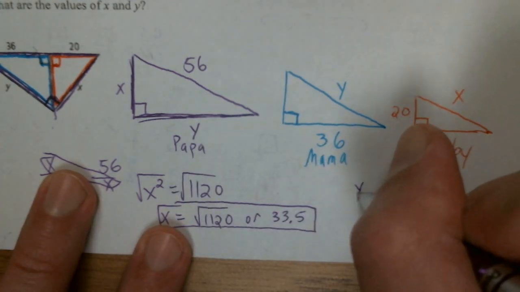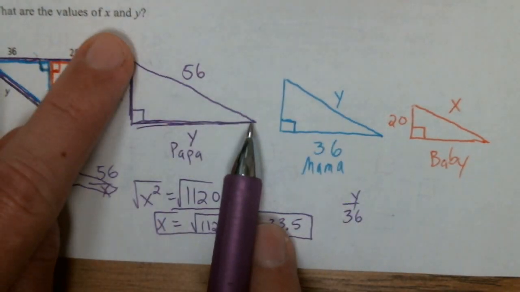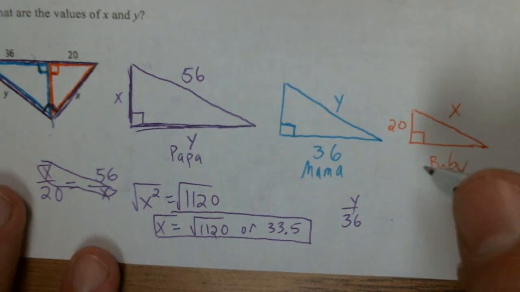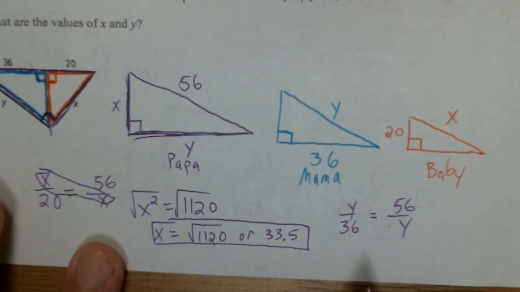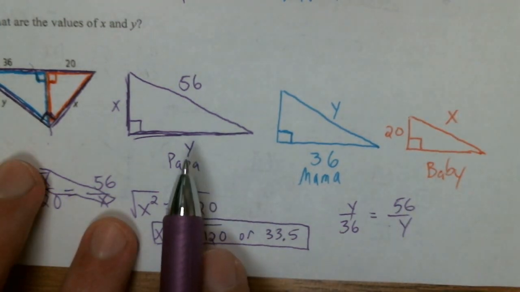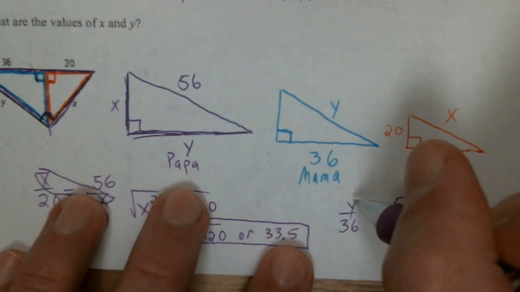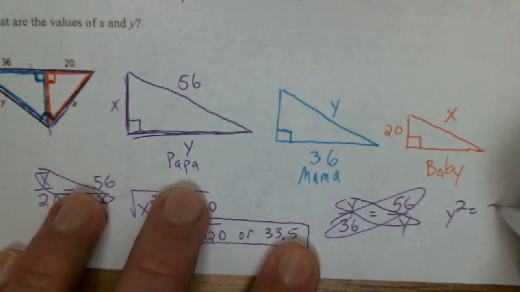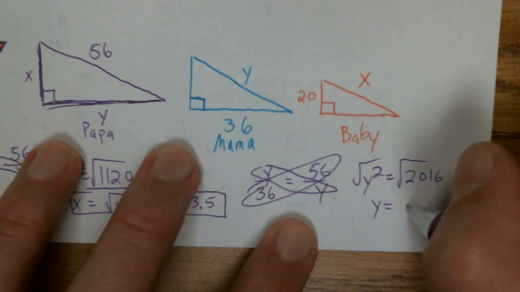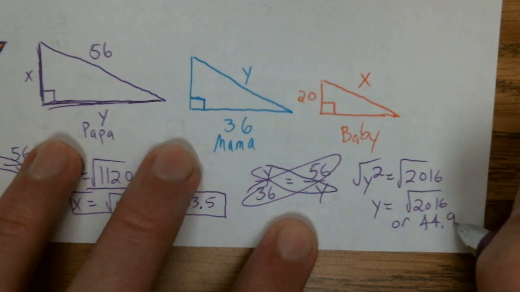Y over 36. The long side of the Papa over the long side of the Mama has to be the same as the hypotenuse of the Papa over the hypotenuse of the Mama triangle. Y over 36 equals 56 over y. I can't reiterate this enough, guys. You're the boss. You could have gone bottom over top equals bottom over top, y over 56 equals 36 over y. You still get the same answer. Cross multiply, y squared equals 2016. Again, you can leave your answer as the square root of 2016, or that comes out to be 44.9.